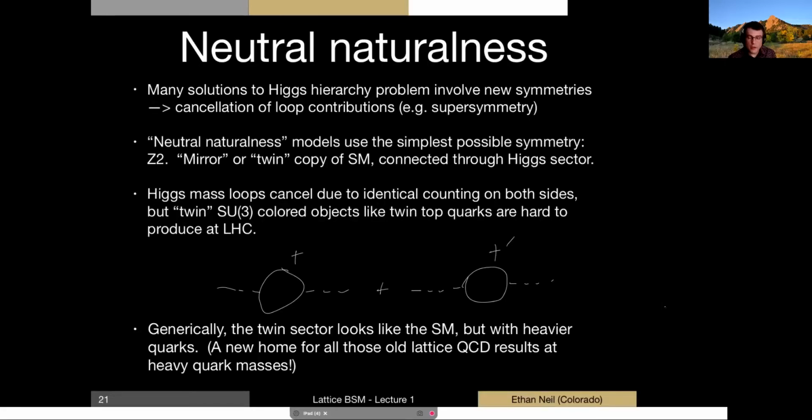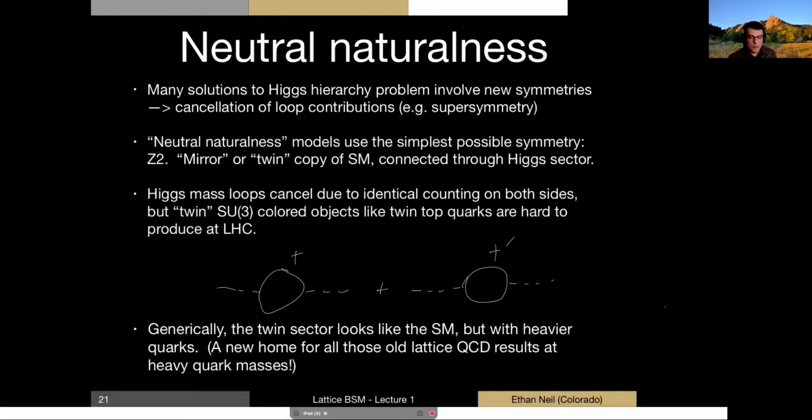And this neutral naturalness is so-called because the twin states carry SU3 twin color, but not ordinary color. And that makes them much harder to produce at the LHC compared to the supersymmetric states that you get in supersymmetry, which all carry ordinary SU3 color, and so you can make them really easily at the LHC. Yeah, so that's the neutral part in neutral naturalness.